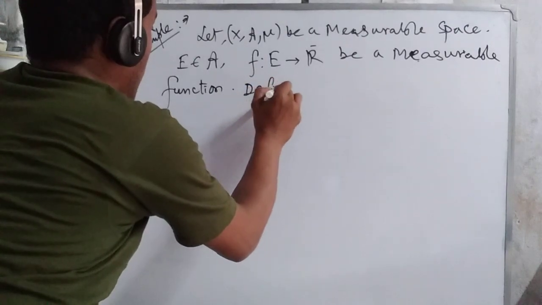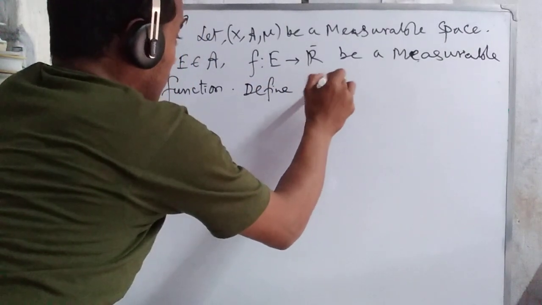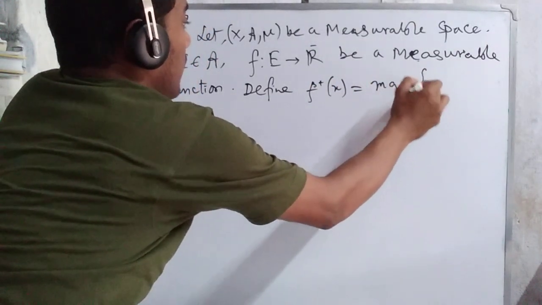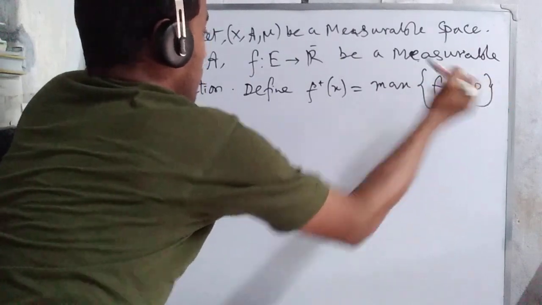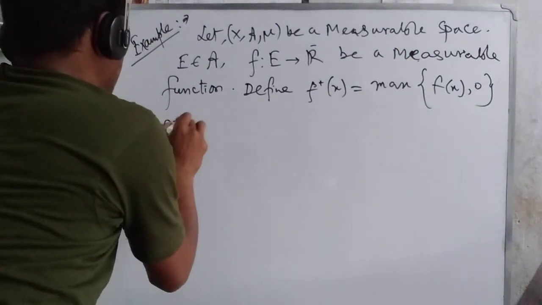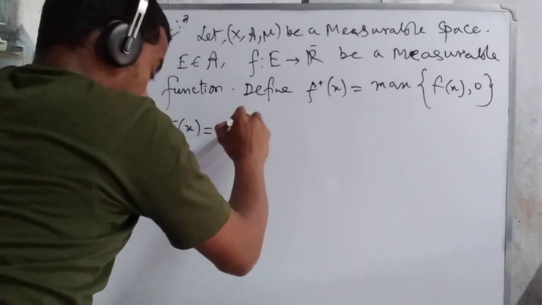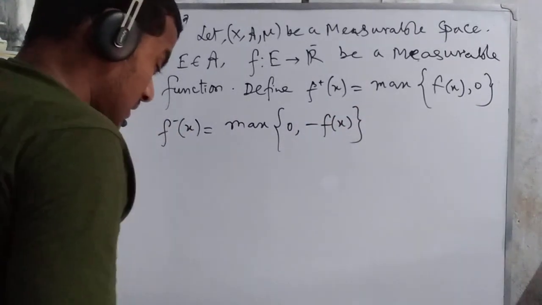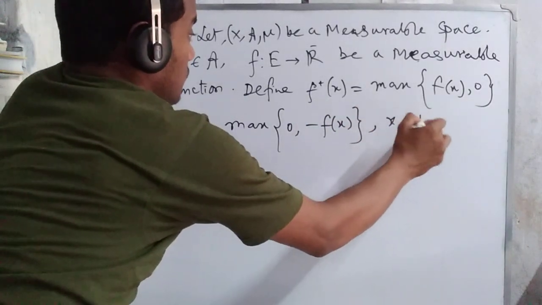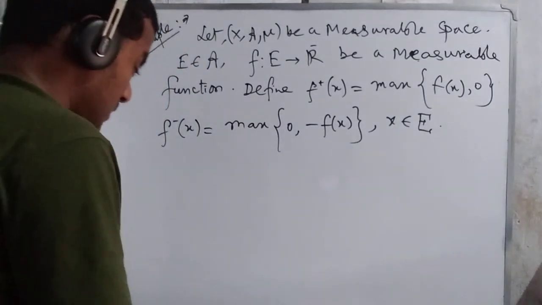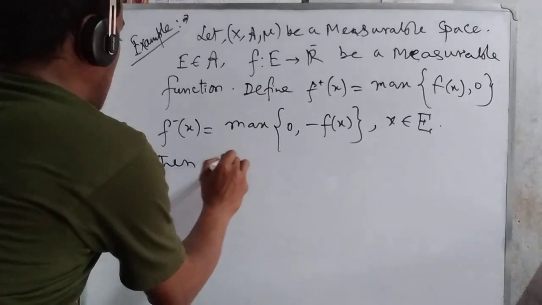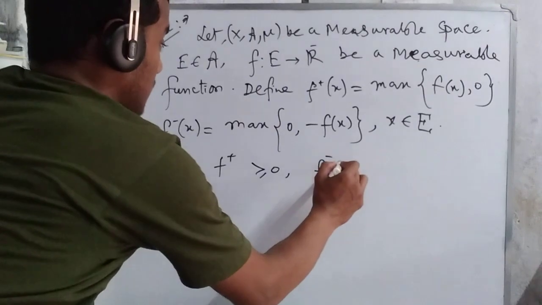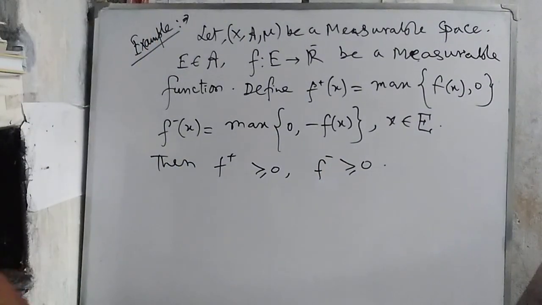Define f plus of x equal to the maximum of f(x) and 0, and f minus of x equal to the maximum of 0 and minus f(x), for x belonging to E. Then f plus is greater than or equal to 0 and f minus is greater than or equal to 0.